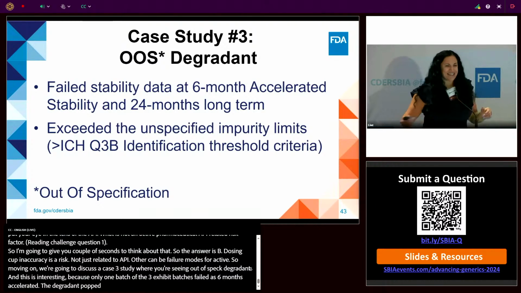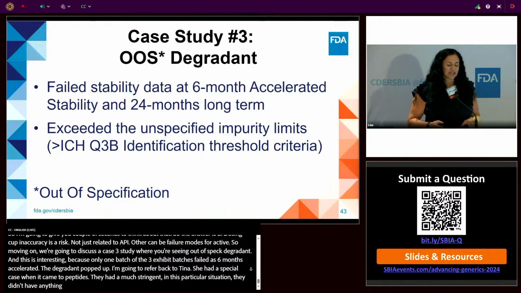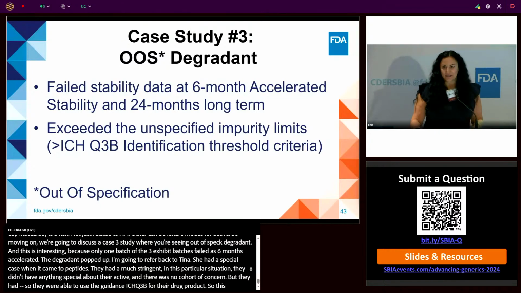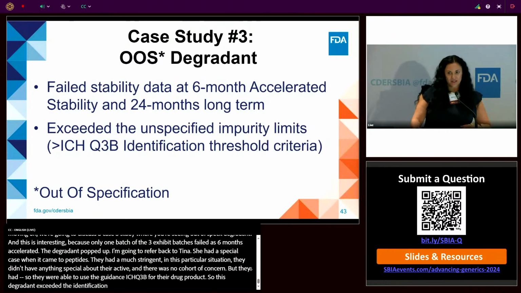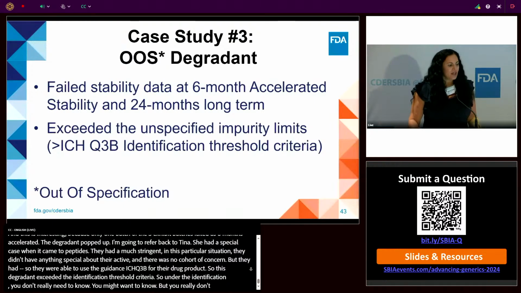She had a special case when it came to peptides. They had a much stringent, in this particular situation, they didn't have anything very special about their active, and there was no cohort of concern, but they were able to use the guidance ICH Q3B for their drug product. So this degradant actually exceeded the identification threshold criteria. So under the identification threshold, you don't really need to know, you might want to know, but you don't really need to know what is there because it's considered safe.